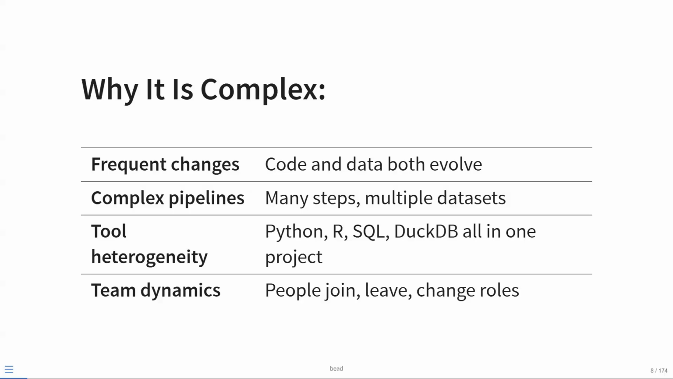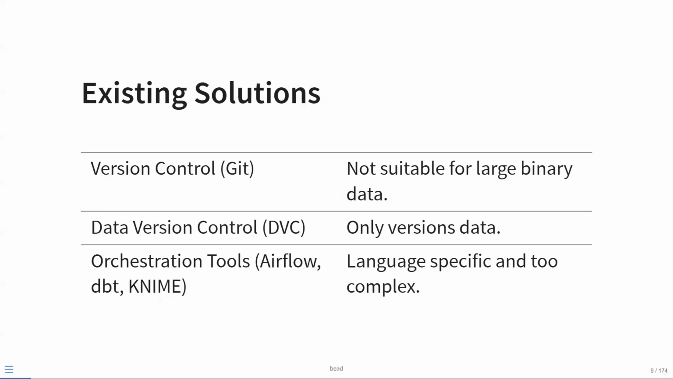Maybe we had the code, but we didn't know when it was last run and what happened with the code afterward. When we explored existing solutions, of course, there was Git, which I alluded to. It's great for code, but not really good for binary. You don't really want to put large binary files under Git.